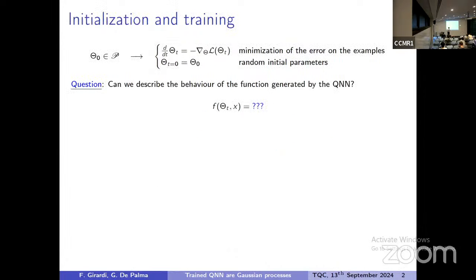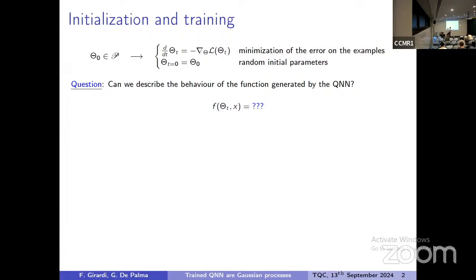So the strategy of the training is in two steps. Step 0 is to initialize randomly the parameters, because we don't want to encode the solution already in the initial choice of the parameters, but we want to find the solution variationally by the training. And in particular, the second step of the training, in this case, will be the training of the parameters using gradient descent, so a way to minimize the error at each time step.